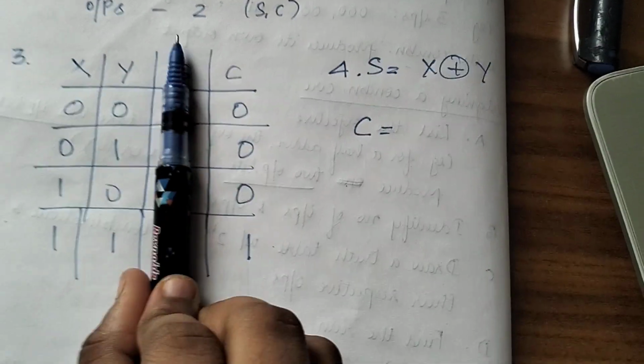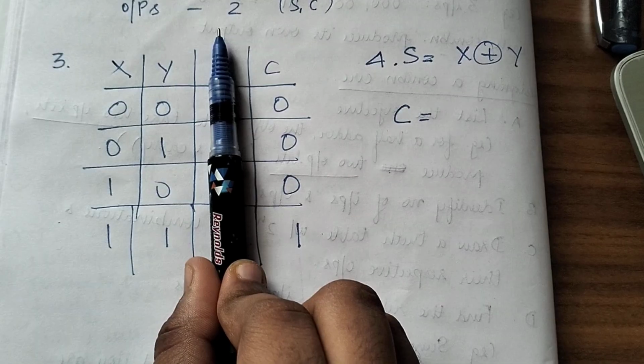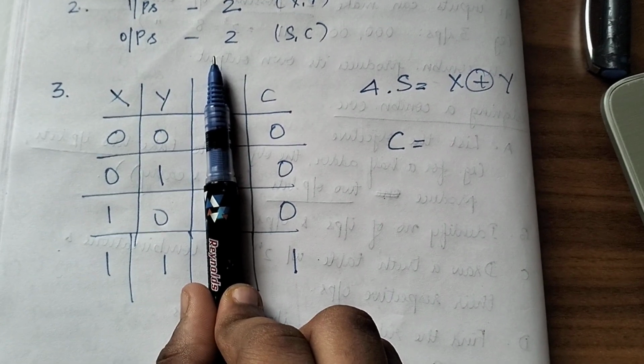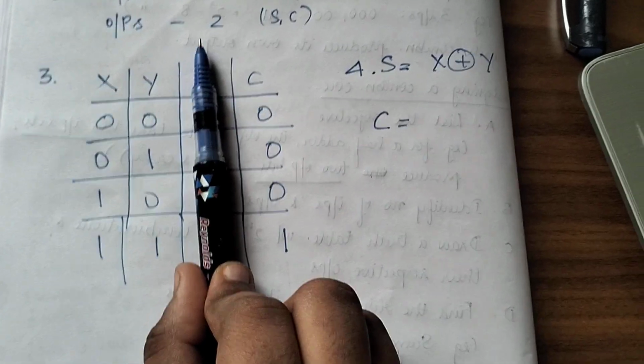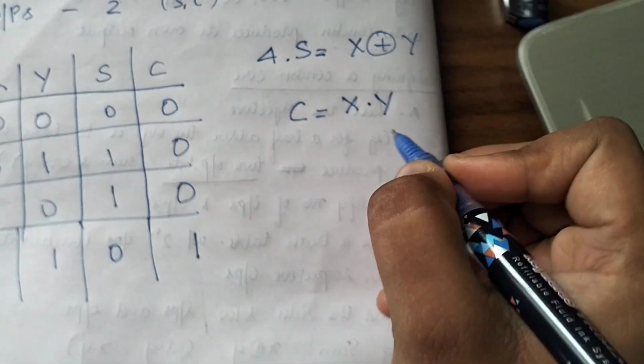Now we look at C. We see that C returns a 1 when both inputs are 1, and in all other cases C returns a 0. And this we know is exactly what our AND gate does. So C is nothing but X dot Y or X and Y.